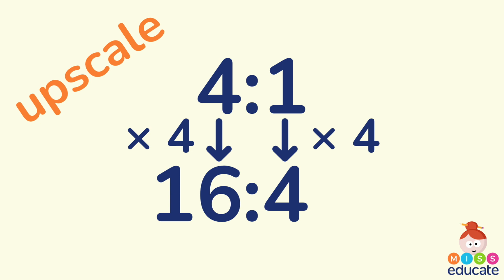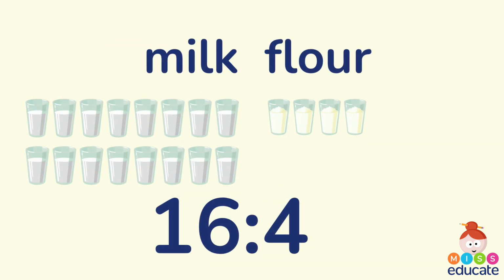Let's say we times the whole thing by 4 just to make it much, much bigger. We must make sure that we multiply both sides of the ratio by the same amount. So we multiply the 4 by 4 and that gives us 16, and we multiply the 1 by 4 and that gives us 4. So that means that we need 16 cups of milk and we need 4 cups of flour. That's still the right proportions for the recipe, but it's going to give us a bigger amount at the end.